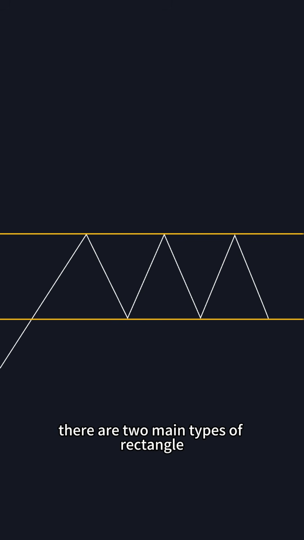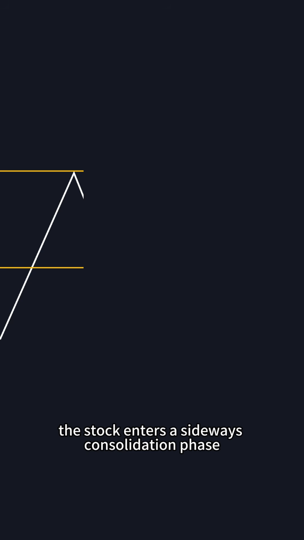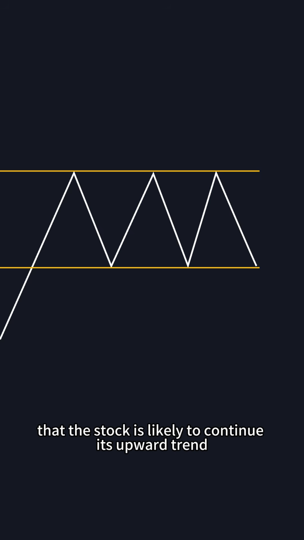There are two main types of rectangle patterns. Rectangle after an uptrend. After a strong rise, the stock enters a sideways consolidation phase. This usually signals that the stock is likely to continue its upward trend. Once the price breaks above the upper boundary, a new upward movement may begin.